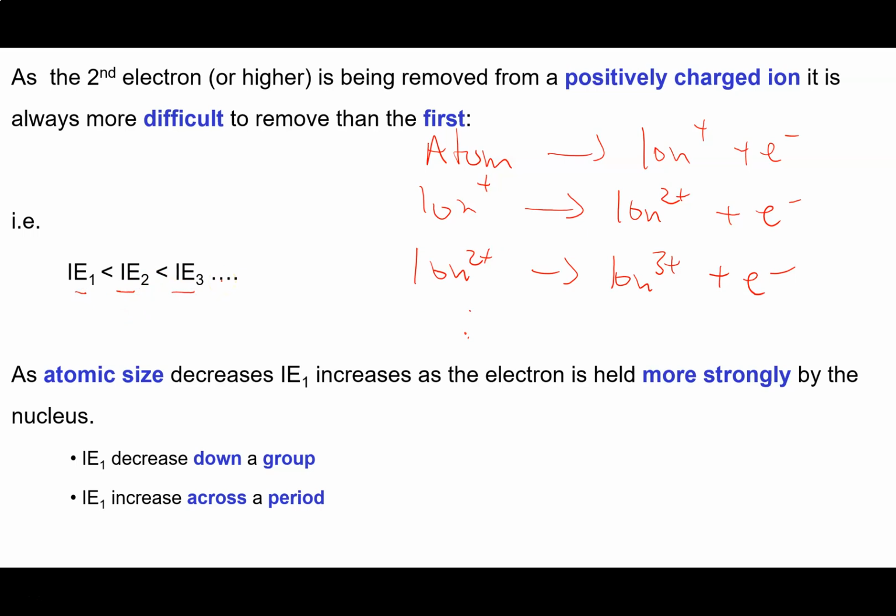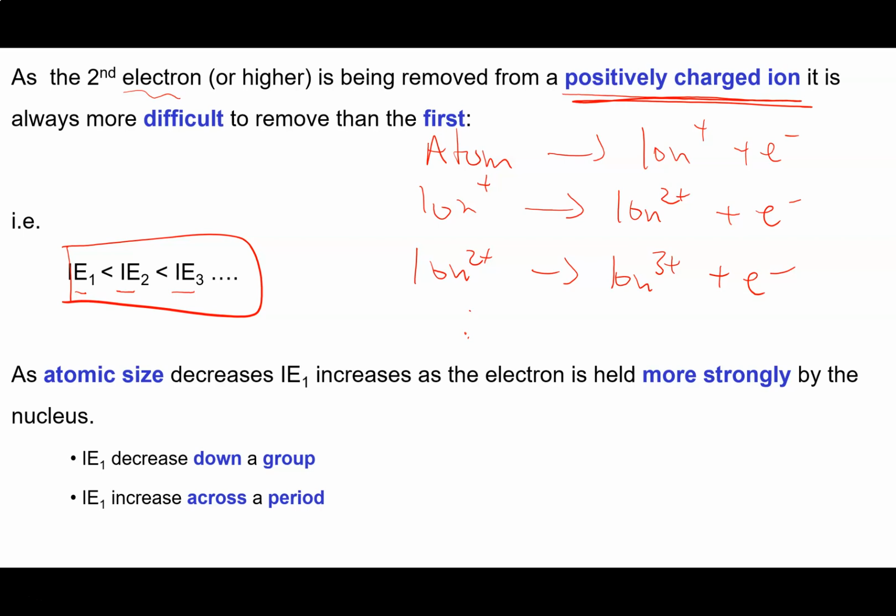And the reason is because you're removing the electron in those higher ionization energies from a positively charged ion, and it's getting worse and worse as you remove more and more electrons. So the ionization energies get bigger as you remove more and more electrons.